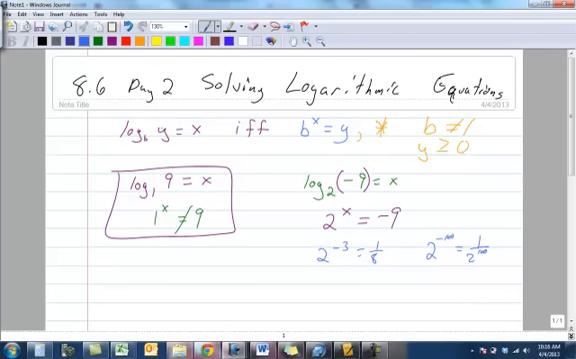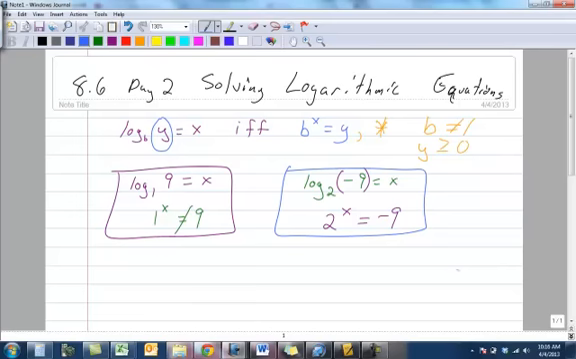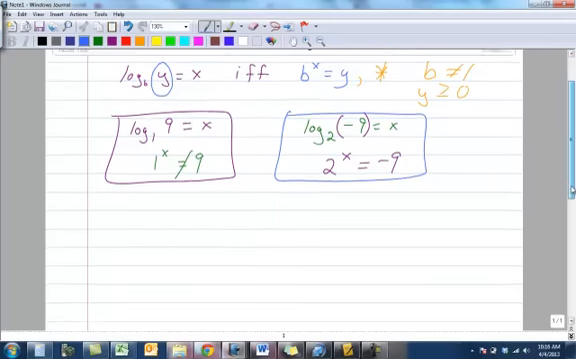All right? What it's saying here is that this is never going to be negative. All right, so let's do a couple of examples here. We're going to keep solving.